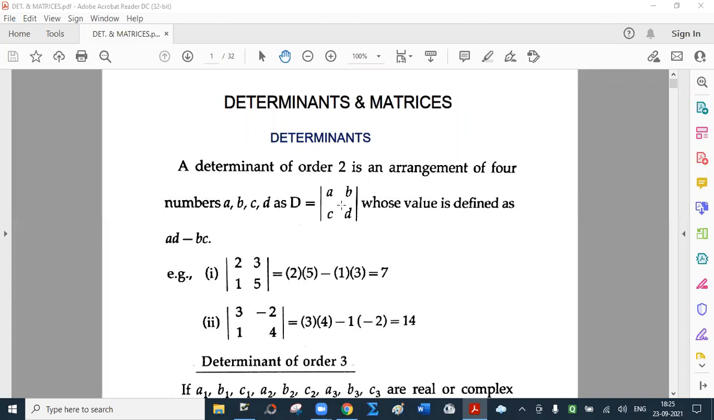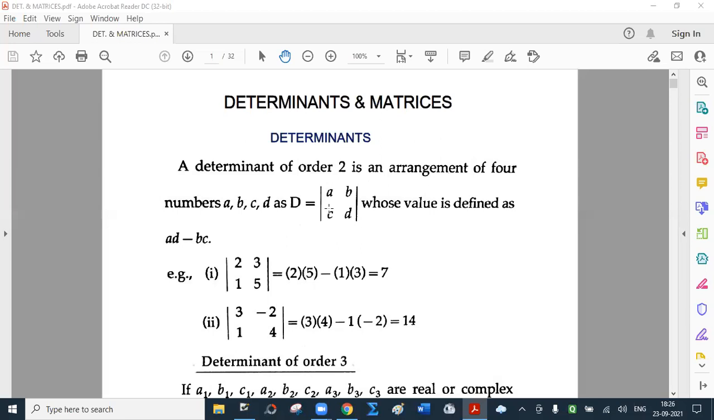Now these four elements are enclosed within vertical bars, and arranged in how many rows? 2 rows and 2 columns. Its value is defined as AD minus BC. We are going to call this a diagonal. Now you will say BC is another diagonal. Yes, I agree, but this is called the principal diagonal because it contains the leading element A lying in first row and first column. So AD minus BC is nothing but the value of the determinant.